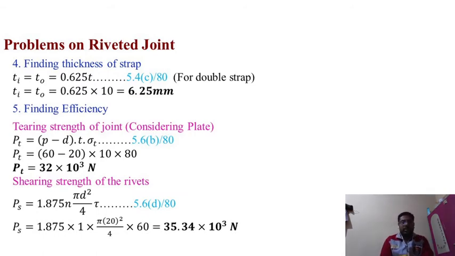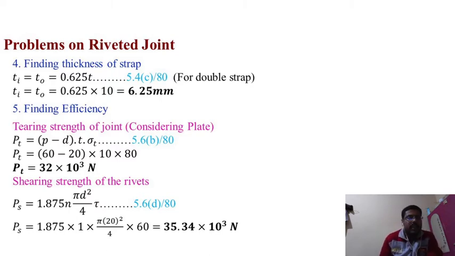So continue the problem and again find the thickness of the strap. Ti, the initial tension, equals T0. They both are the same. The equation is 0.625 into thickness is equal to 5.4 into C divided by 80 for a double strap. Therefore Ti is equal to T0 is equal to 0.625 into 10 mm. Therefore Ti is equal to 6.25 mm, which is the thickness of the strap.